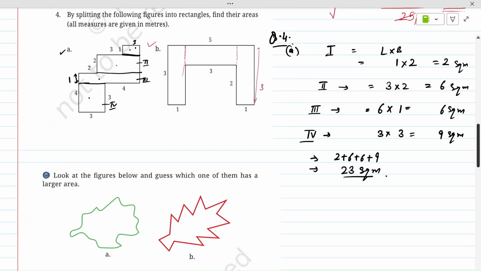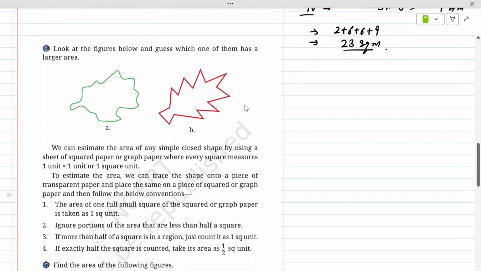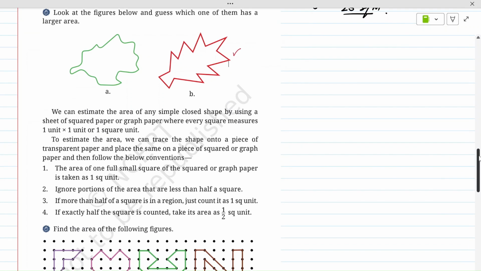Now, let us move further. We have these two figures. Look at the figures below and guess which of them has a larger area. So kids, if you see this, it is very much visible that the part B here has the greater area, right? Next, we have another method.